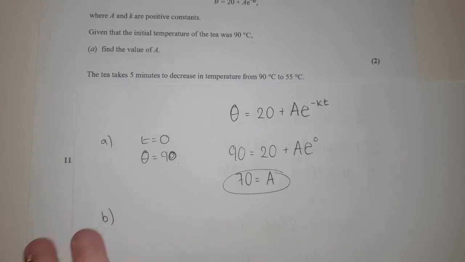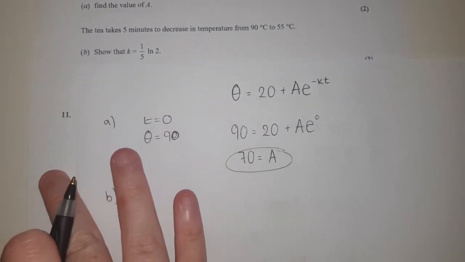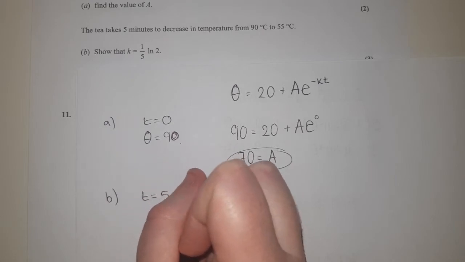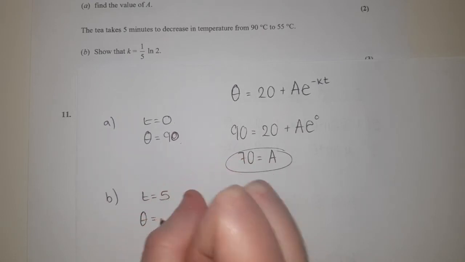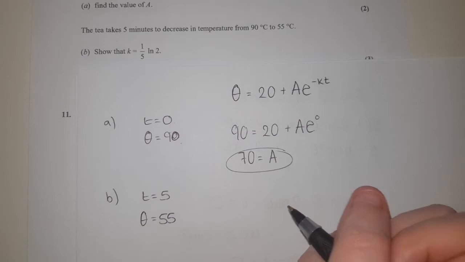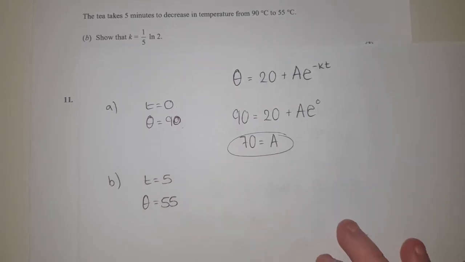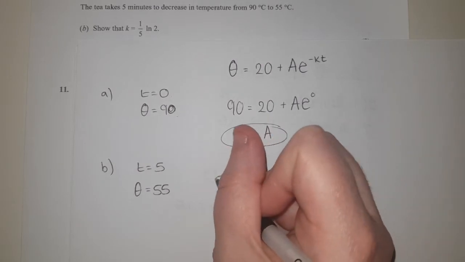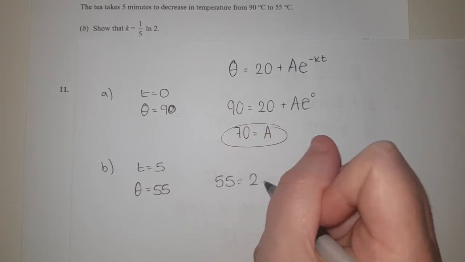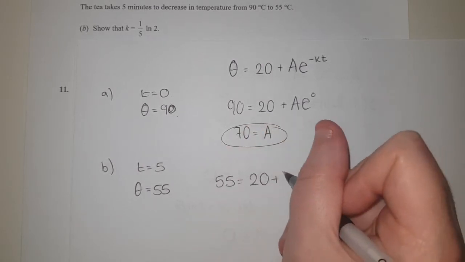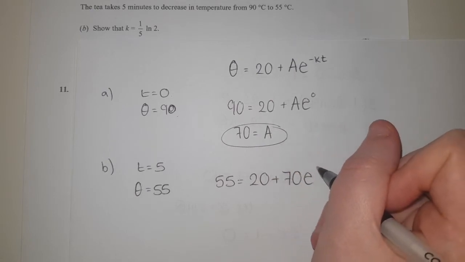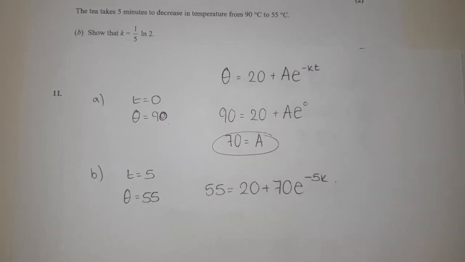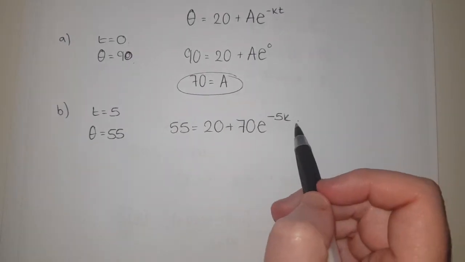For part B, it says the tea takes 5 minutes to decrease in temperature from 90 to 55. So we know at time 5, theta is 55. We want to show that k is equal to a fifth ln 2. So all I'm going to do is chuck these values into here. So I get 55 is equal to 20 plus, we now know that A is 70, so 70 e to the minus kt, and since t is 5, 5k. All we're going to do is solve to work out what k equals.